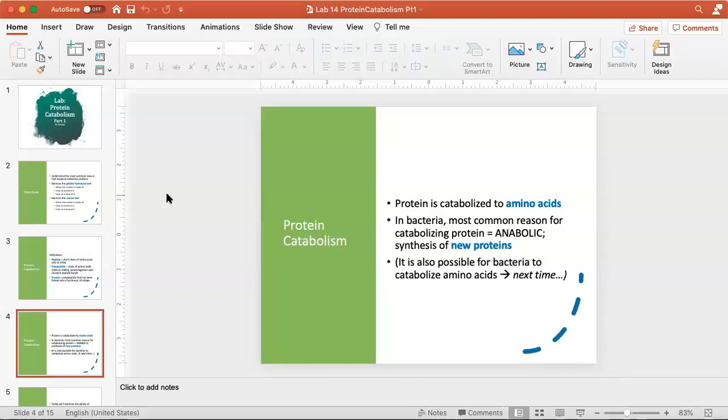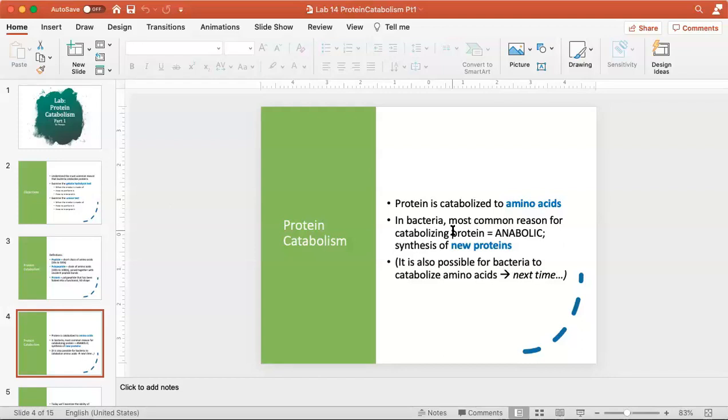So when a microbial cell consumes protein, takes in protein to break it apart, the most common reason that it's going to do that is to get at those amino acids. The most common reason is to get the amino acids so that those amino acids can then be turned around and used to build a new protein. So they catabolize one protein in order to build, which is anabolic, new protein.